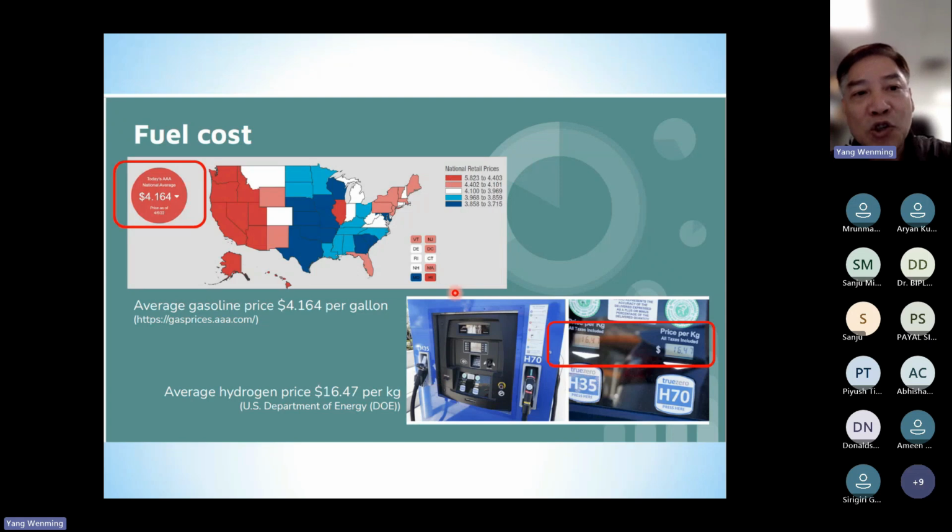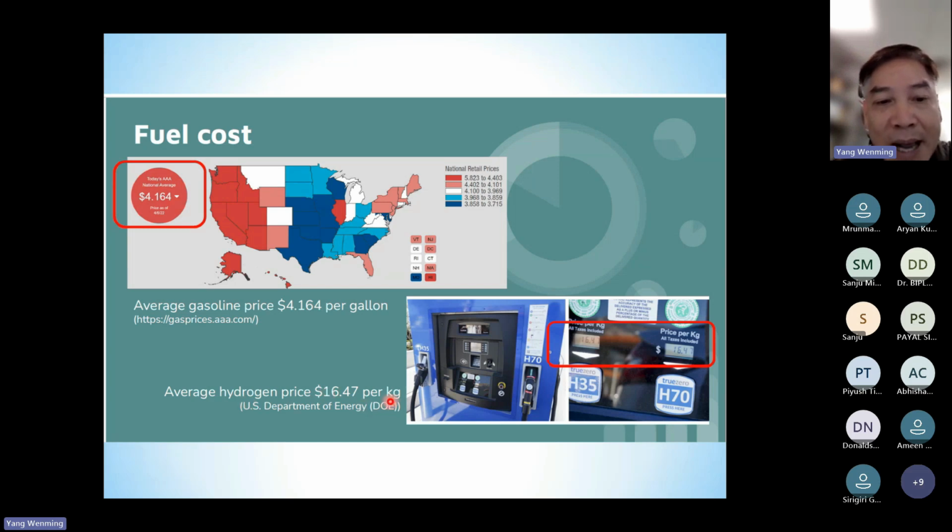The next one I want to introduce is fuel cost in the USA. Actually, in the USA, the fuel price is different in different states. The average fuel cost is about 4.164 US dollars per gallon. Of course, this is only for 2021. In different years, the price can also be different.